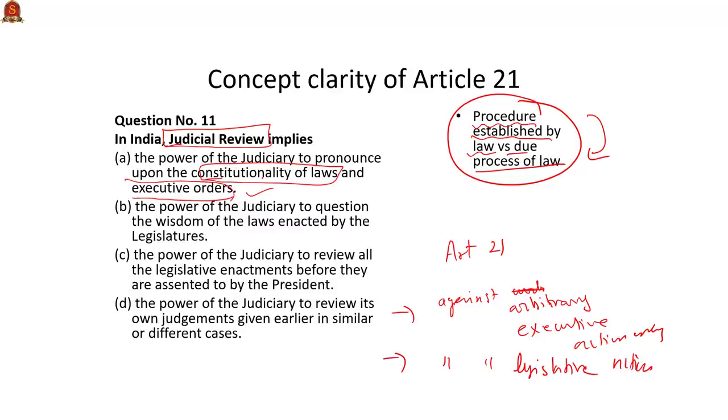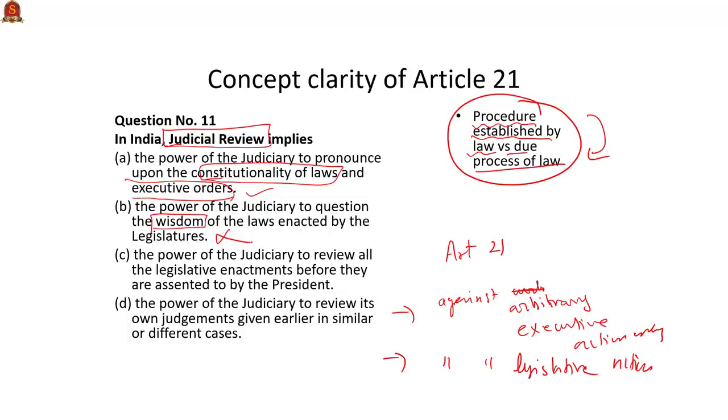Let us look at option B. The power of the judiciary to question the wisdom of the laws enacted by the legislature. Here they use the word wisdom. Wisdom means what? Experience. It is not the constitutional validity of the laws. They are talking of the wisdom of laws, meaning the lawmakers, MPs, would have created a law for a particular purpose, so the judiciary cannot question the purpose. The judiciary should check only whether the constitutional provisions have been adhered to or not. So the second one will not come.